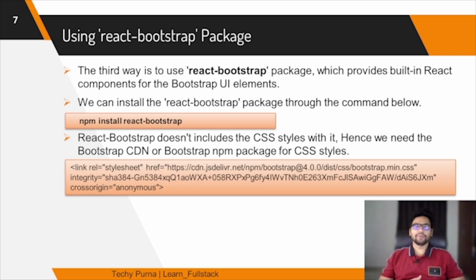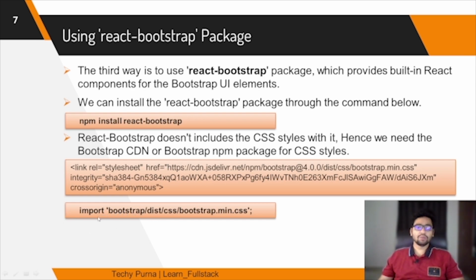Let's say you want to use a text box control, then earlier what we had to use? We had to use the HTML control like input type text, and there we are using the Bootstrap CSS. But when you use React Bootstrap, we will get a form text box control from this package, because it converts all the Bootstrap UI elements into separate React components. But it doesn't come with the CSS styles. For that style, you have to use either the Bootstrap package or Bootstrap CDN.